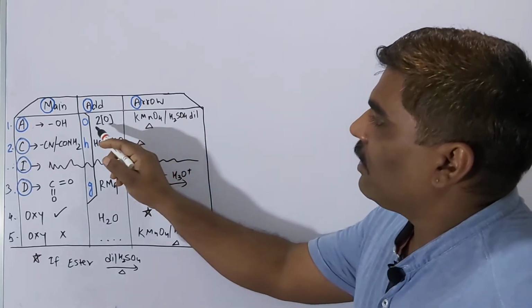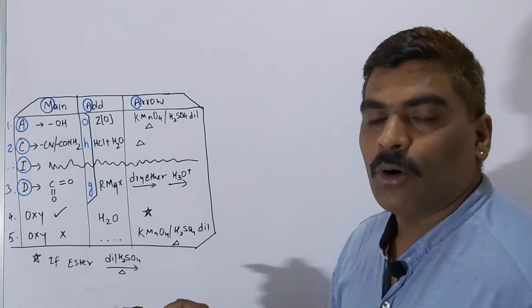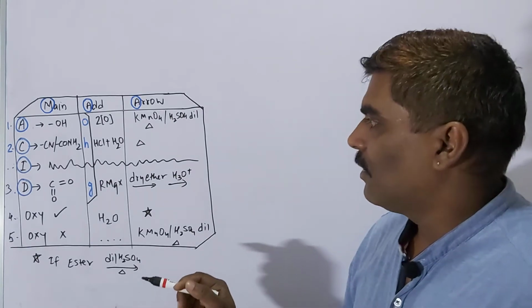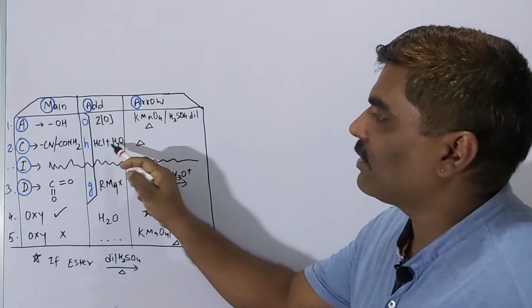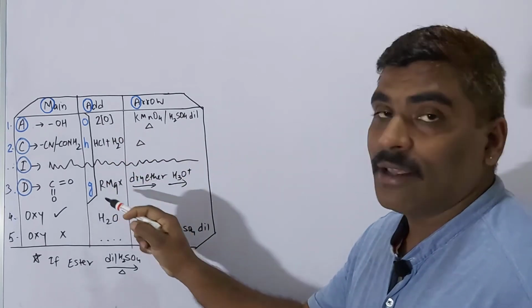So, what I have done here is OHG, O help God. How to do this? O for oxidation, H for acid hydrolysis, God is Grignard here.